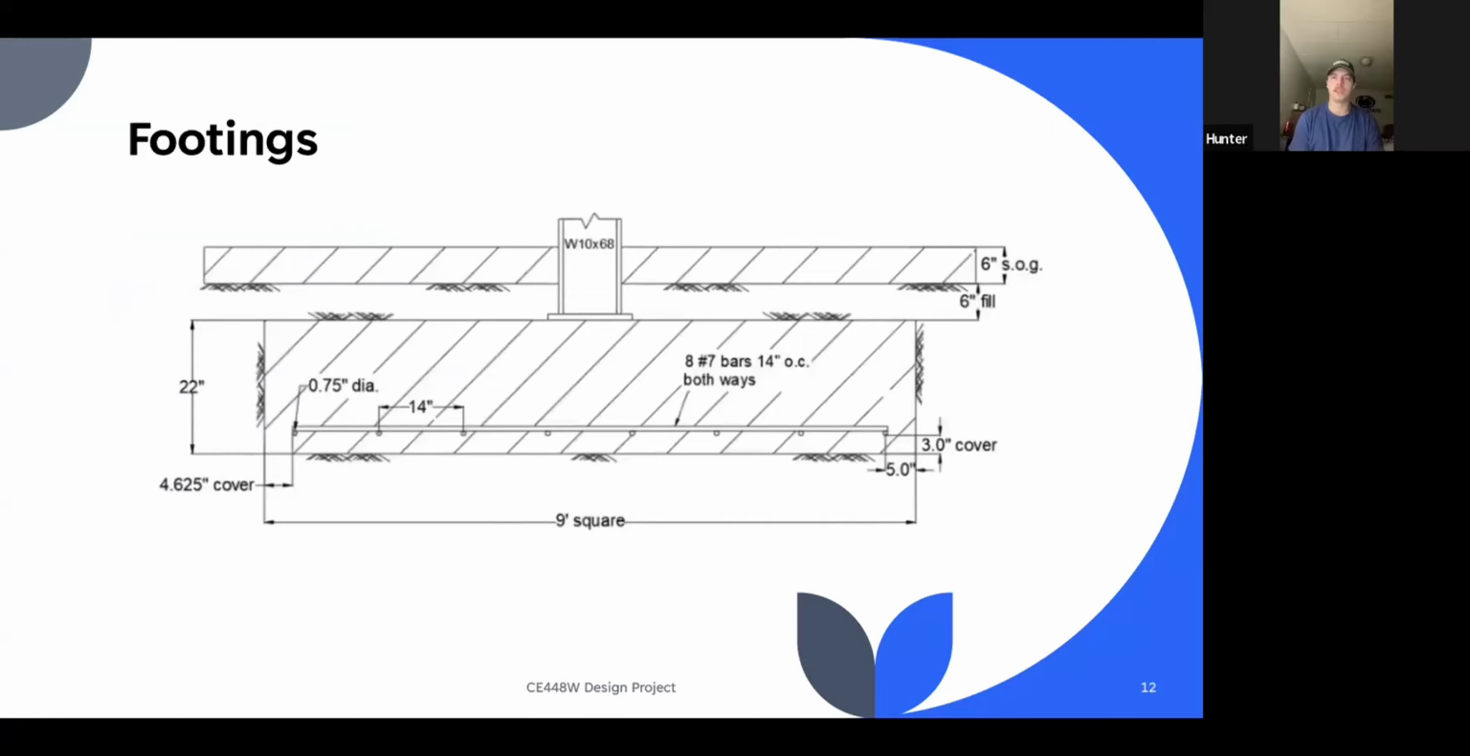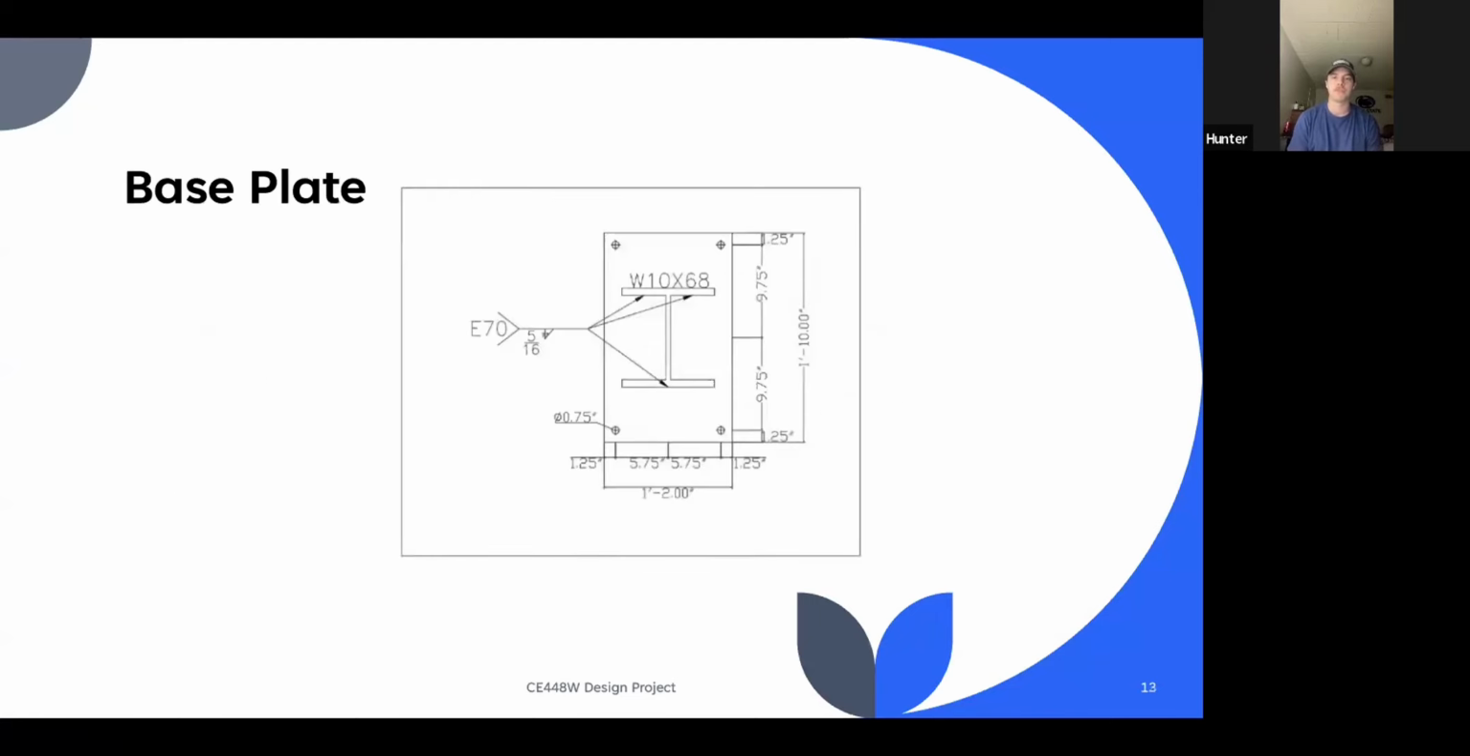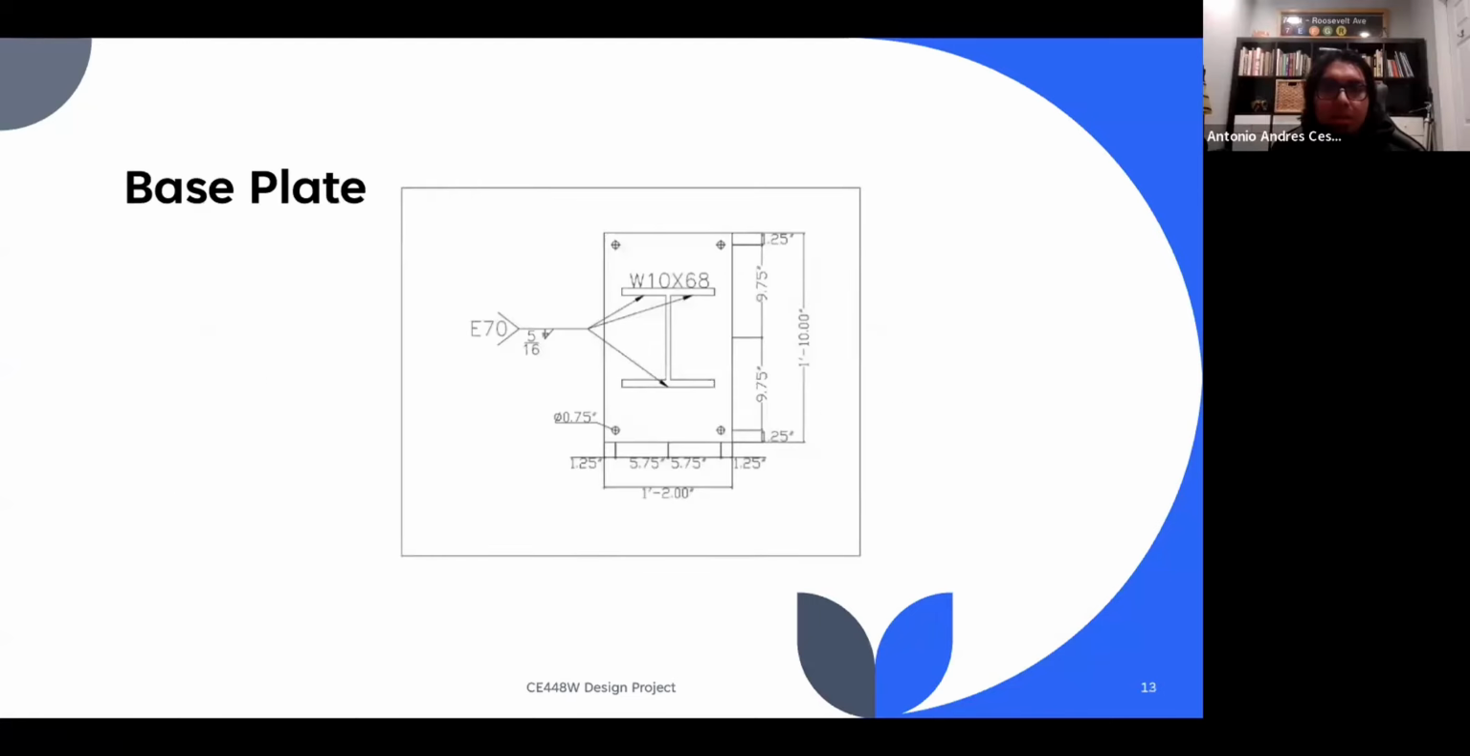Our footing is 9 feet by 9 feet and 22 inches thick. For reinforcement, we have 8 number 7 bars spaced at 14 inches, and that goes both ways. The column is connected to the foundation through a 22-inch by 14-inch base plate using grade 36 anchor rods and fillet welds.